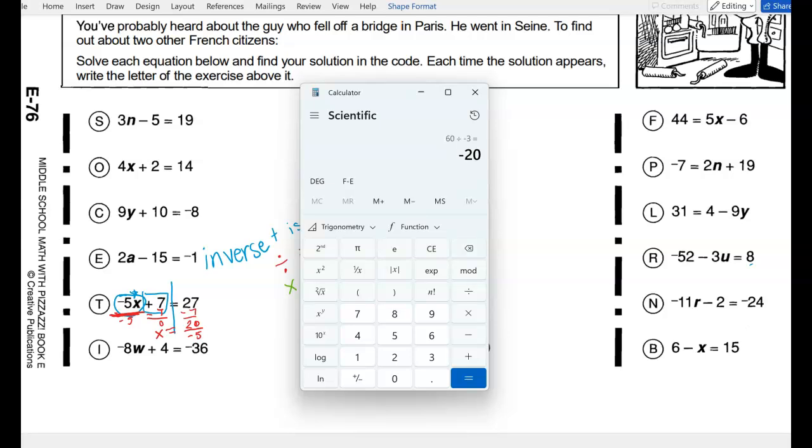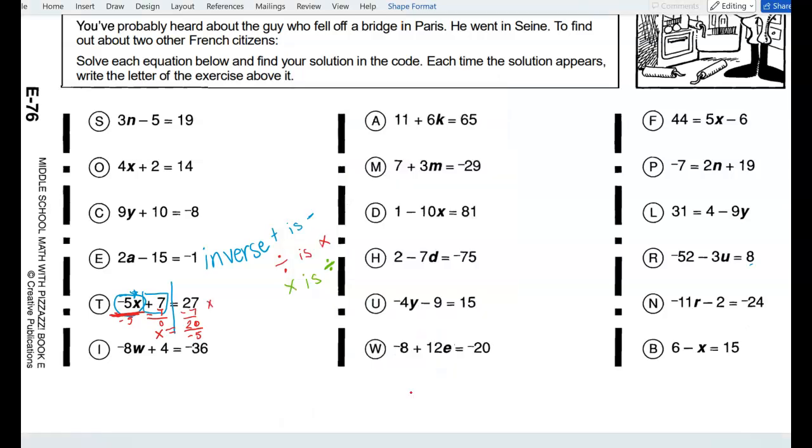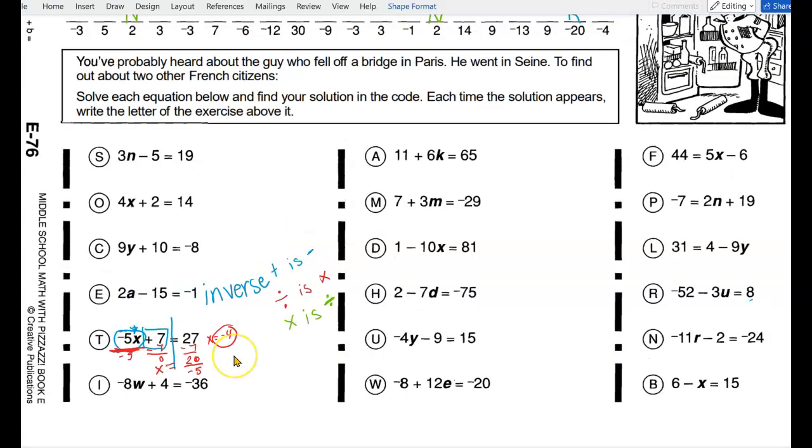That's what it looks like on my calculator. You ready? 20 divided by 5. What kind of 5? Negative. Don't forget that. Equals negative 4. So x equals negative 4, and we just have one negative 4. We're going to put the letter T above it.